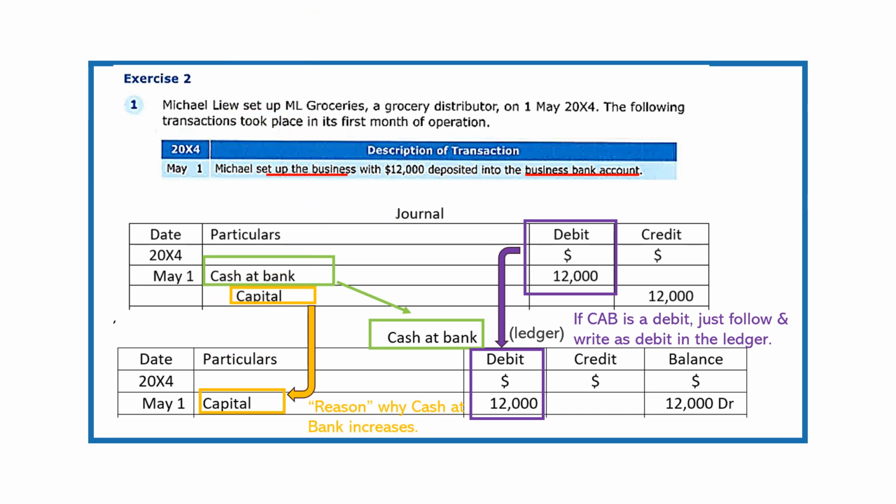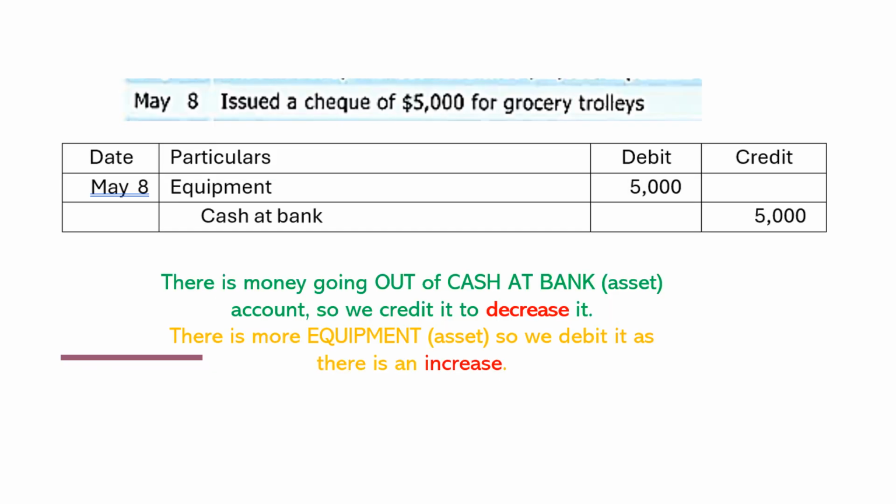Next, you need to know the reason why you had money coming in at your cash at bank. The reason is due to capital, so that's where you write capital here. That's the reason why cash at bank increases. And on the previous slide, you will have seen the balance. I'll talk about it again later on.